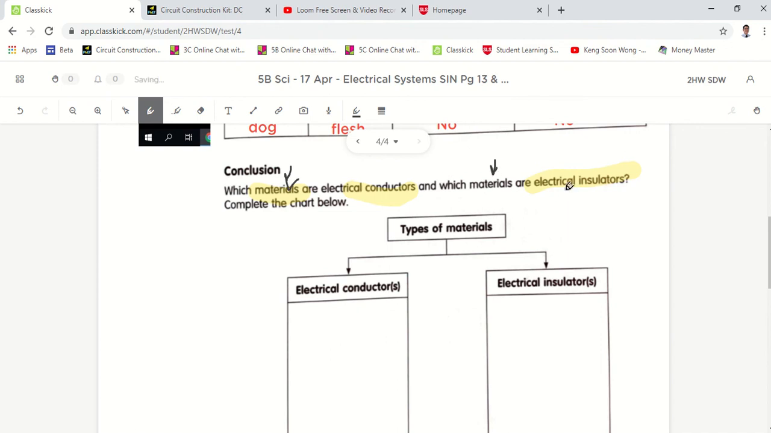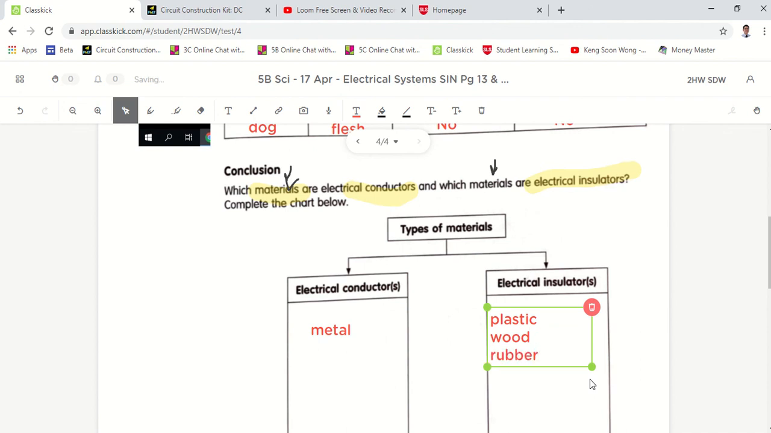So what materials are electrical conductors? There's only one over here, metal. Of course, you can put steel or gold coin, whatever. Yeah, gold, for example, can. But the material is metal. On the other hand, which ones are insulators? You have your plastic, you have your wood, which is your pencil, you have your rubber, and you have your flesh. And basically, these are your non-metals.